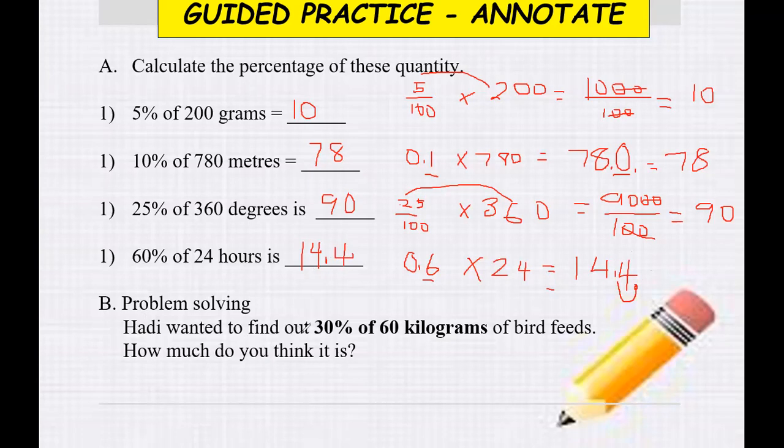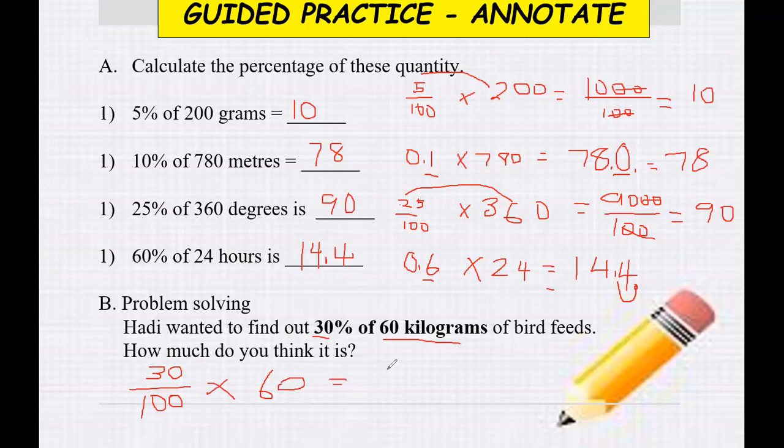Okay, let's solve the problem here. Hadi wanted to find out 30% of 60 kilograms of bird feed. How much do you think it is? So let's write this one again as a fraction. I'm doing it alternatively, the percentage as a fraction and also as a decimal. It's up to you which method you want to choose. It's still both correct, okay?